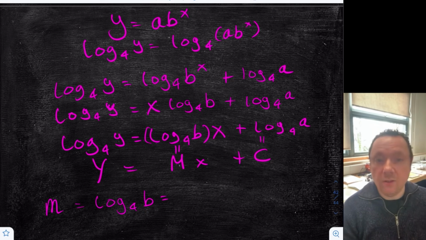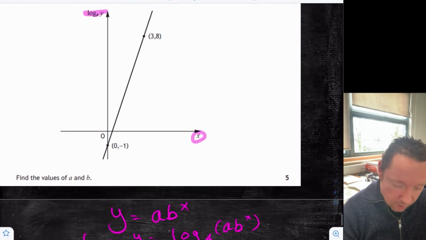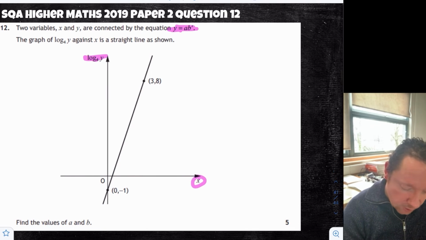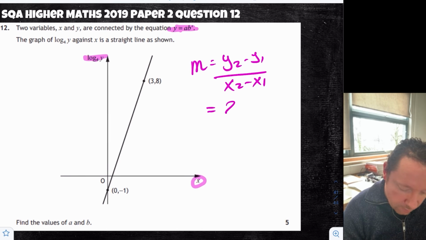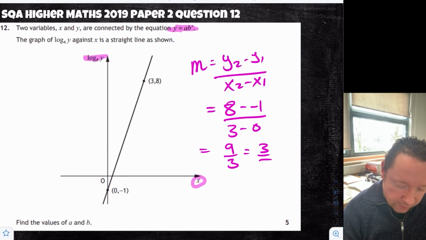So let's just check our graph to see if we can work out the gradient. We're given 2 points. So our gradient is equal to y2 minus y1 over x2 minus x1. So that's 8 minus minus 1 over 3 minus 0. That's 9 over 3, which is 3. So we know our gradient's 3.